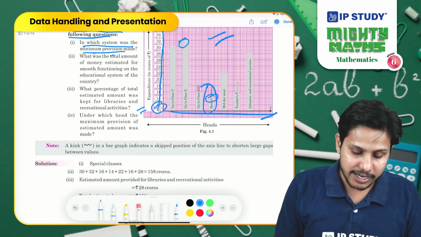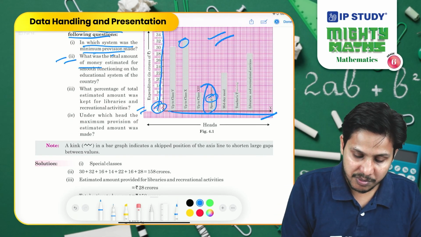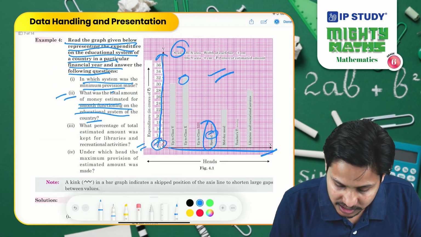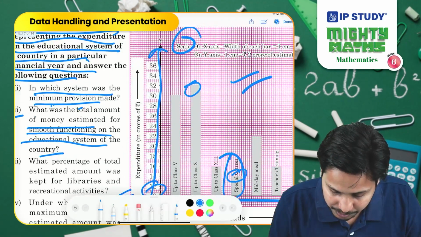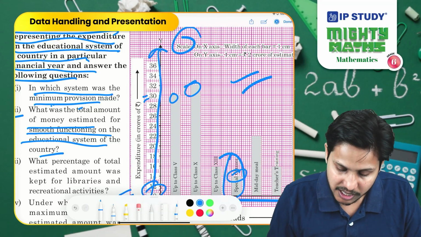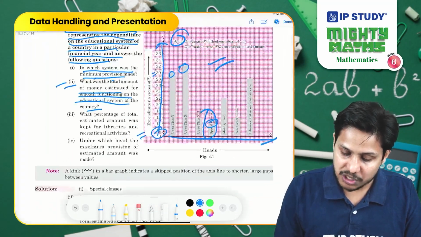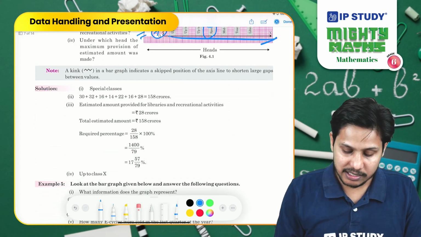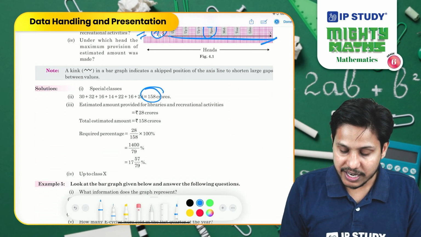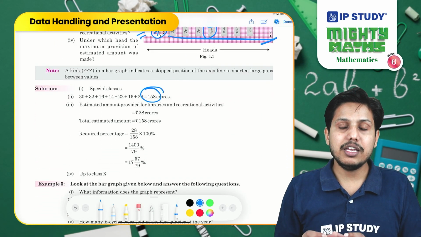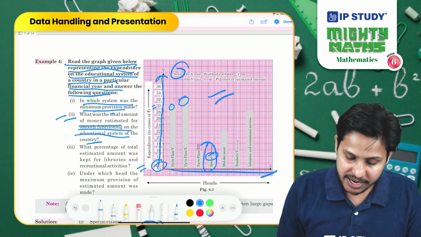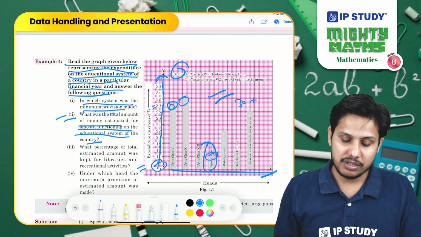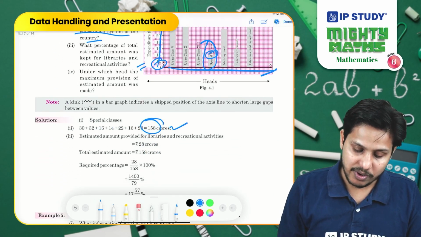Now the next question is, what was the total amount of money estimated for smooth functioning of the educational system of the country? You can see that this bar represents 30 crores. Similarly, you can go through each bar and add all the values to get the final answer as 158 crores. So the bars help us identify the values directly, and then we can add them to find the total value required here.